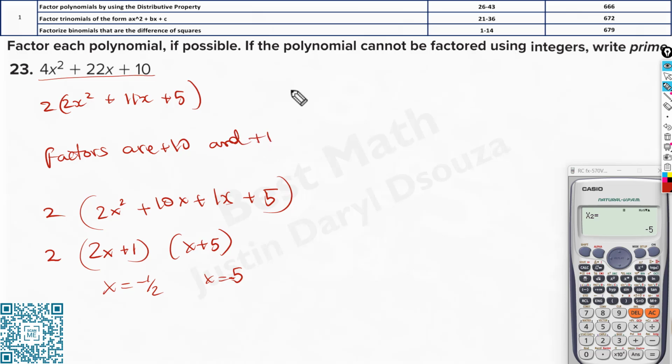Now here you can do this. 2 times 5 is 10. And then here we have addition would be 11. So what would be the solution here? We need 10 times 1 will be 10 and the sum is 11. So this is the answer. Please don't do it directly from here. This is how we would do it. So this is the answer for this.